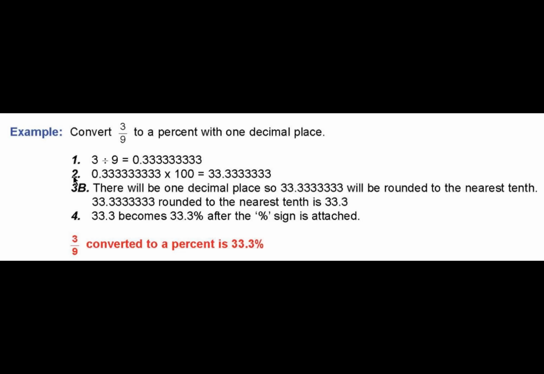Step 2 is to multiply the result of the division by 100. So the result of the division is a 0 with a repeating decimal of 3. We will multiply that by 100. 0 with a repeating decimal of 3 times 100 equals 33 with a repeating decimal of 3.